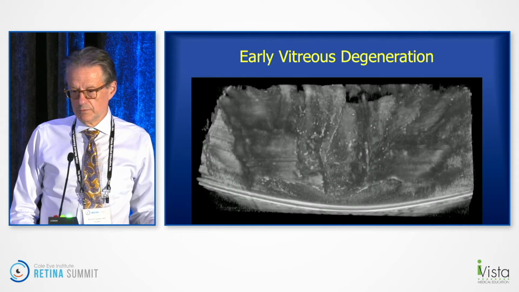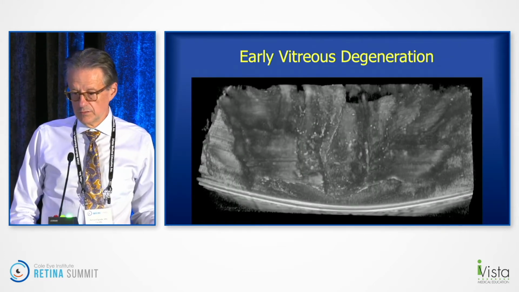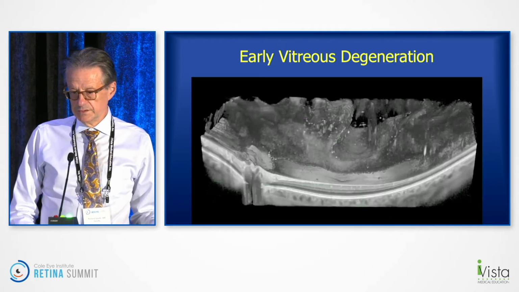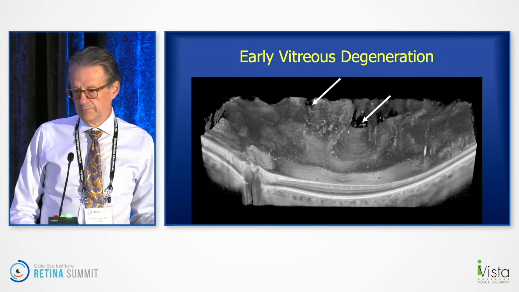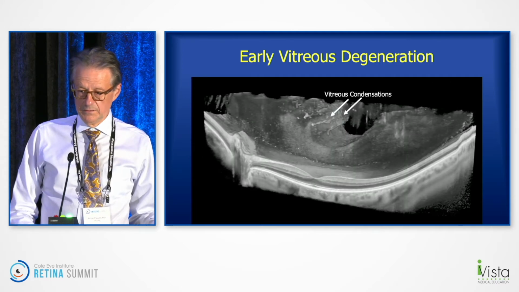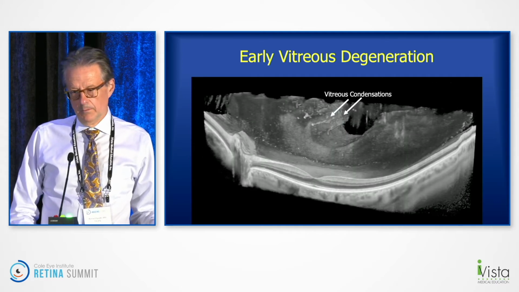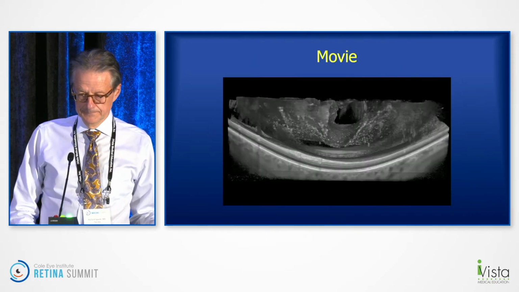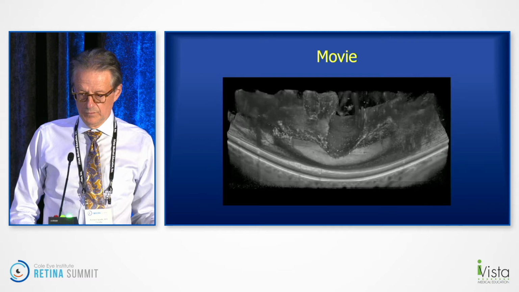Here's another person with early vitreous degeneration, probably in their early 30s or so. And you can see the premacular bursa, and you can see those ridges that are present there. We can rotate this, and you can see there are areas of liquefied vitreous between those ridges. And you can see the condensations of vitreous on the gel, and the liquid vitreous is next to that. And here's a movie. Oh, that's great.